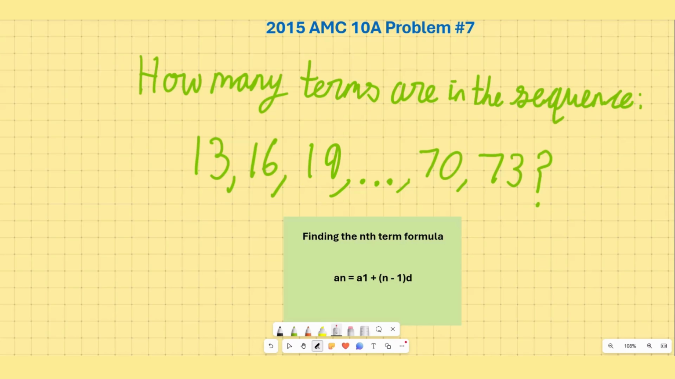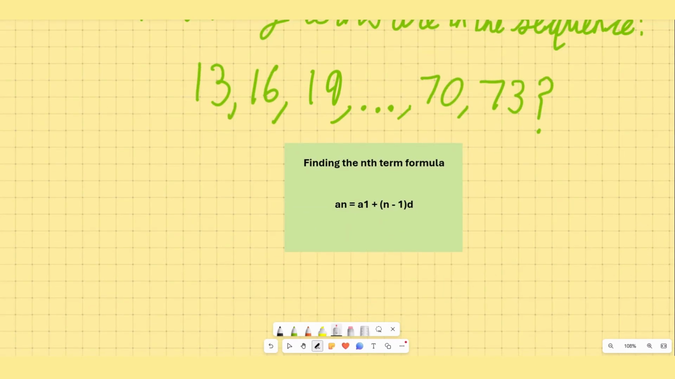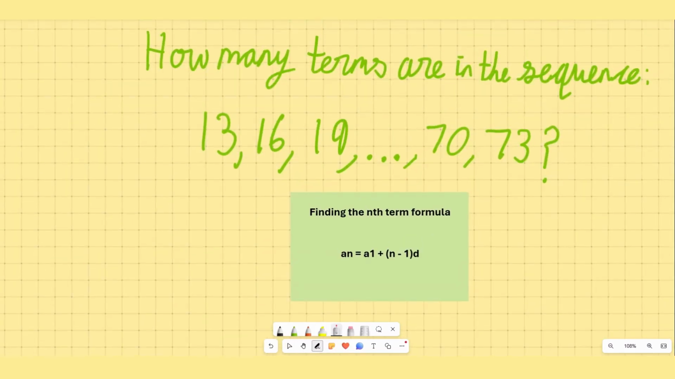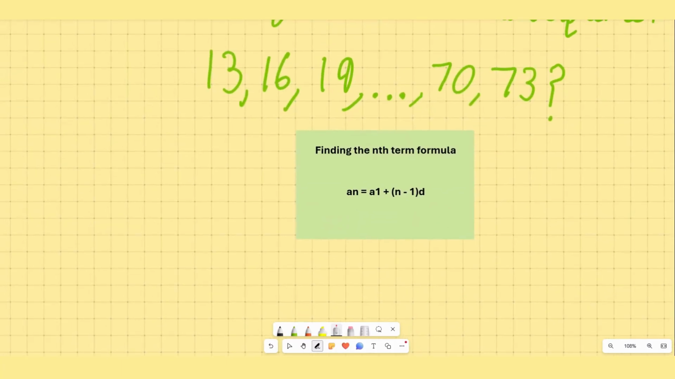Okay, now that you're back, let's break down what this problem is asking us to do. Clearly it's not telling us to find the nth term, but it's telling us how many terms are in the sequence. It may seem a bit confusing at first, but it's basically using the same formula, just by instead of solving for a of n, we would solve for n. So let's do the same steps as before.